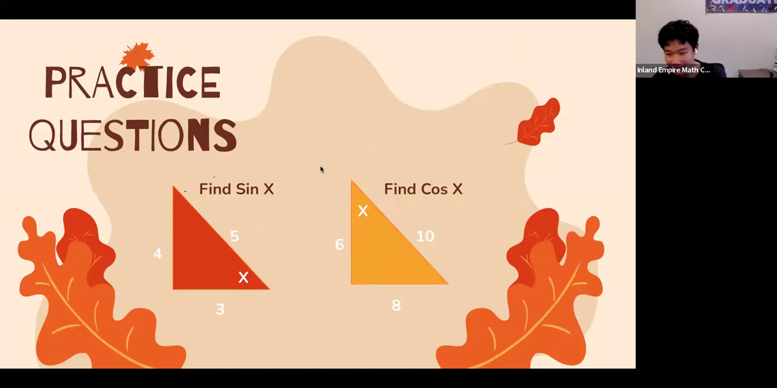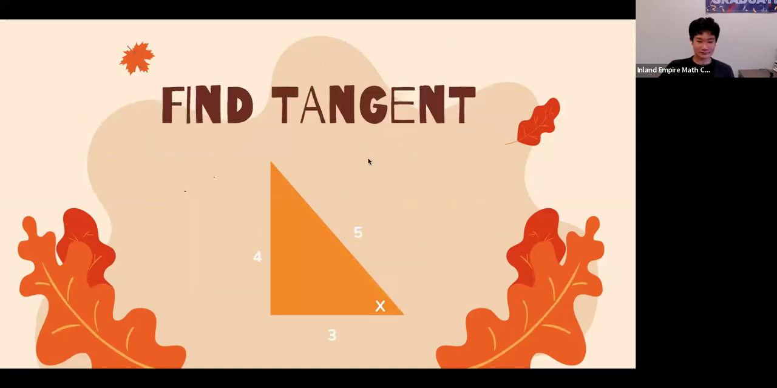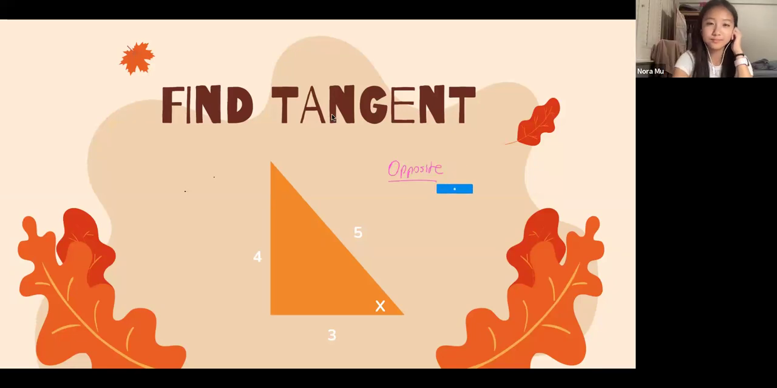It's okay. You can move on. Okay, and this one's also similar. We're just finding tangent. Remember, tangent is opposite over adjacent.